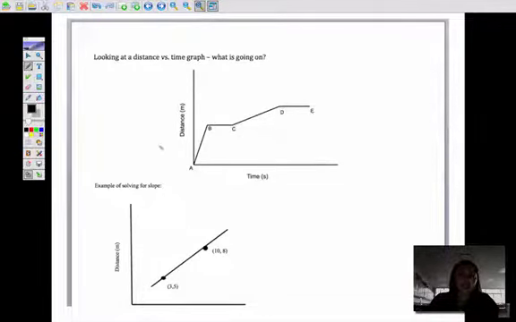So looking at points A to B, I see that the slope of the line is really steep. So right now we're looking at this line right here. So from A to B, it's a straight line, so that means I'm moving at a constant velocity. And because it's pretty steep, I'm moving fairly quick. So I'm going to put constant velocity and fast. From B to C, I see that it's a flat line. So knowing that it's a flat line, I know I'm not moving. My position isn't changing.